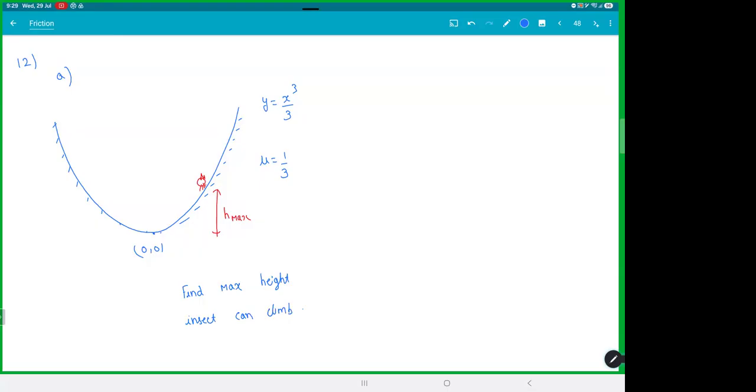Find the maximum height an insect can climb. We have a hemispherical bowl here, and let's say mu is equal to root 3. Someone took some dust and started sprinkling it on top of it.